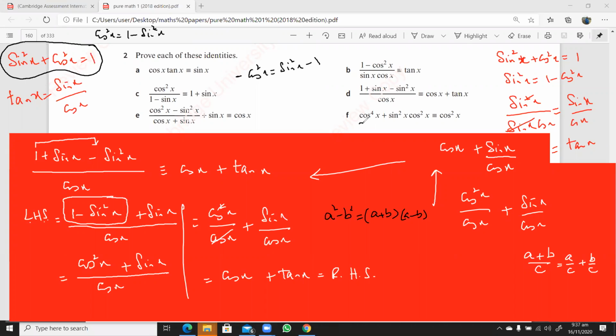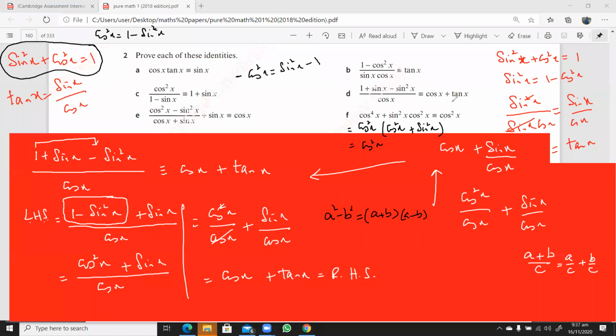Look at this. If you take cos square x common, this would be cos square x left here plus sine square x. And you must be very familiar with this identity, that sine square x plus cos square x is equal to 1. So this makes it cos square x.